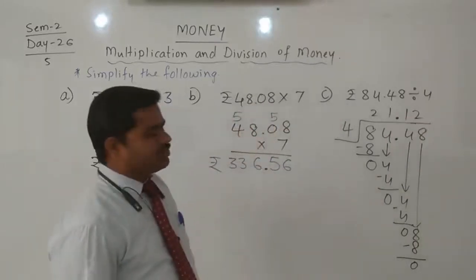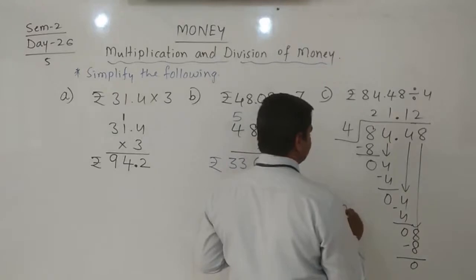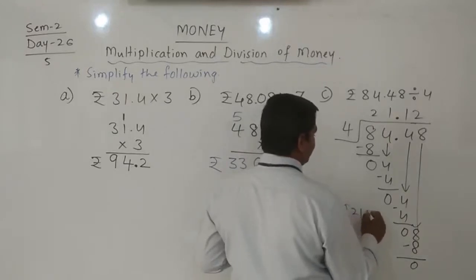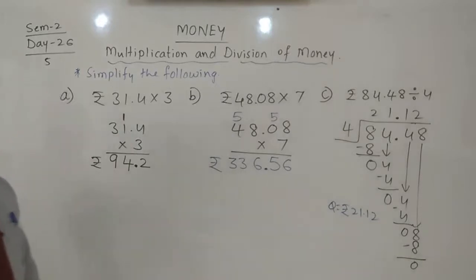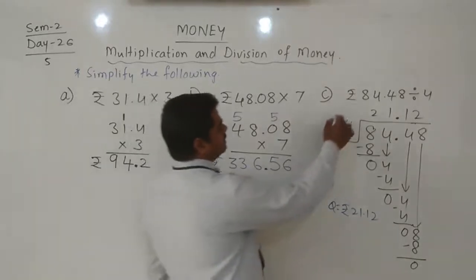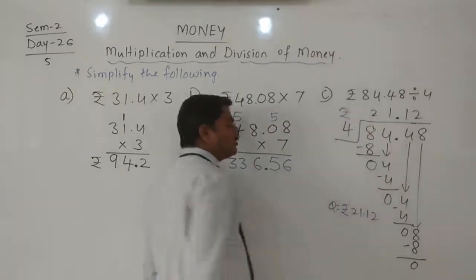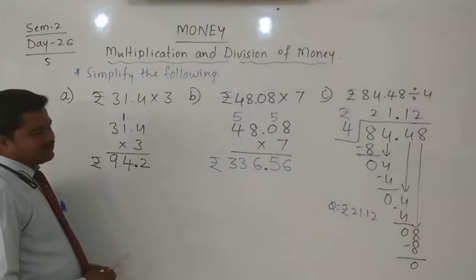Then how many rupees is the answer? The answer is the quotient, that is 21.12 rupees. Clear? Yes, this is in rupees. Write down these three neatly. Next, another one.